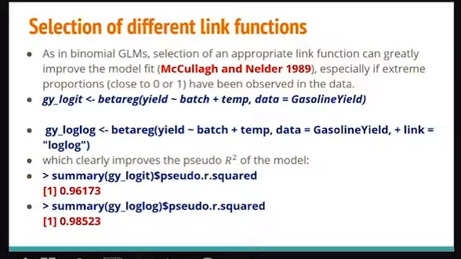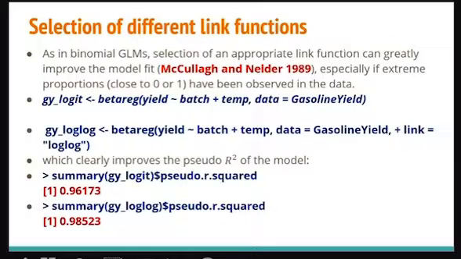Now, let me tell you this. The link function, particularly when we are working with a situation where the response variable is categorical, or is a rate or a proportion, we need to choose a link function that is appropriate, and that is why we have different link functions. As in the binomial GLM, selection of an appropriate link function can greatly improve the model fit. This was given by Nelder in 1989.